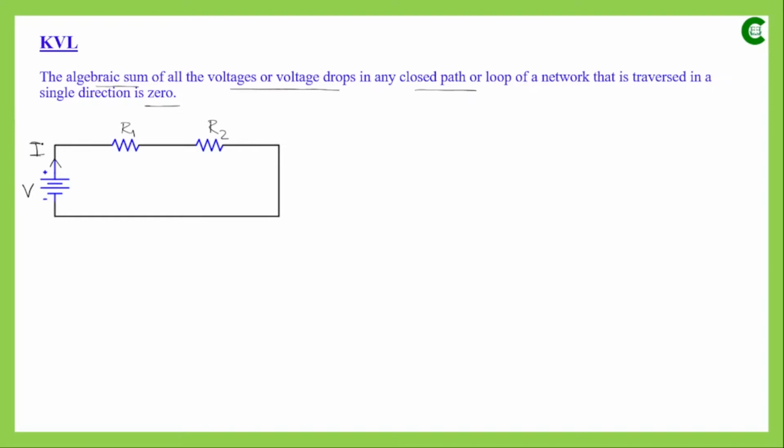Now since R1 and R2 are connected in series, this current I will flow through both of them. So when current I flows through R1, if the voltage drop across R1 is VR1, and the voltage drop across R2 is VR2, then as per Ohm's law, VR1 will be the current flowing through the resistor, which is I, times the resistance value, R1. Similarly, across R2, the voltage drop VR2 can be written as I into R2.